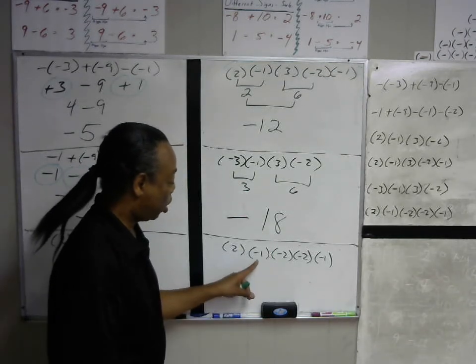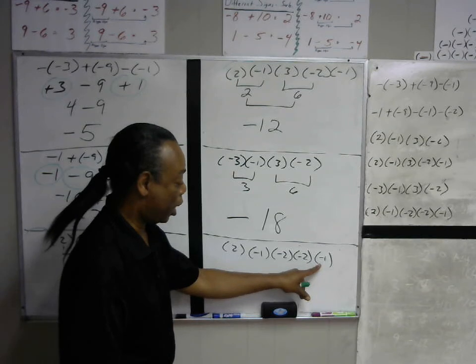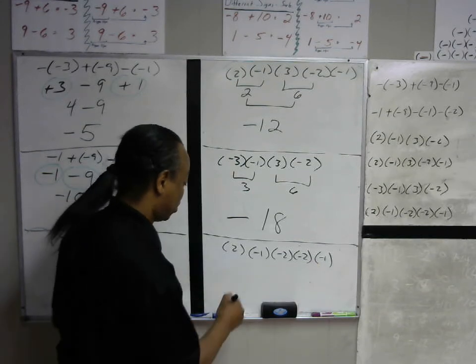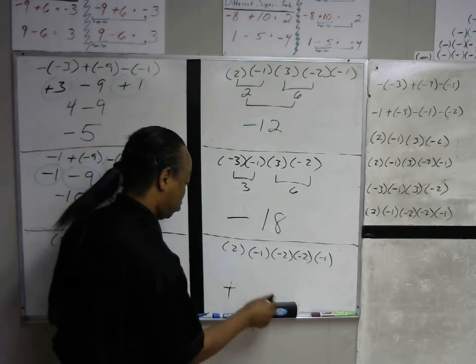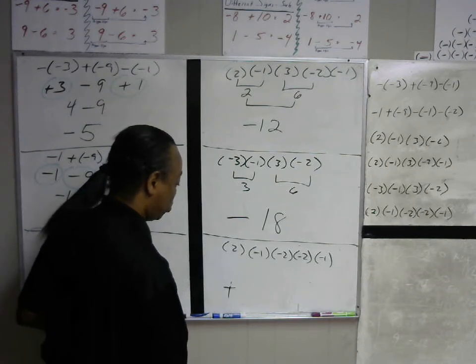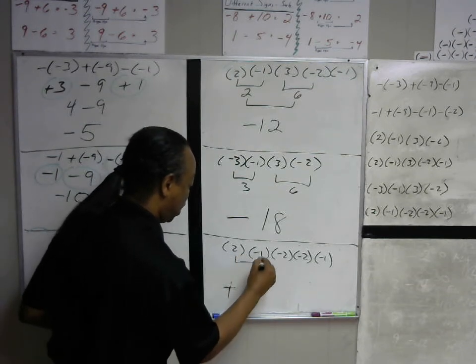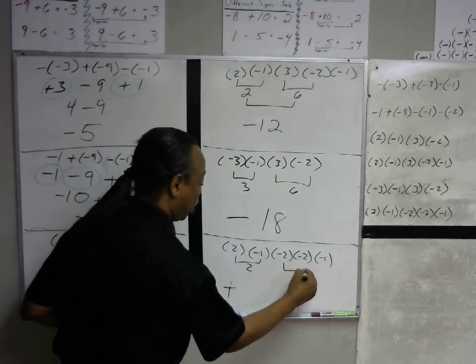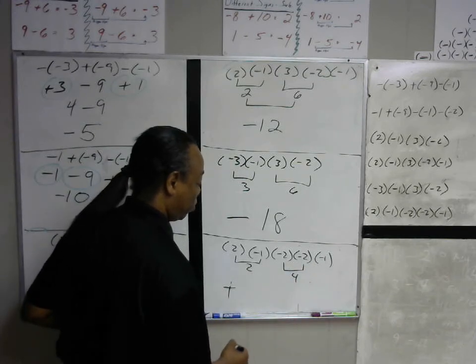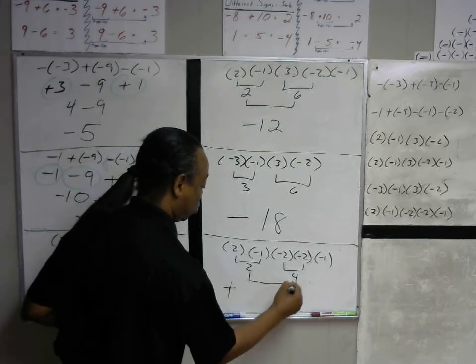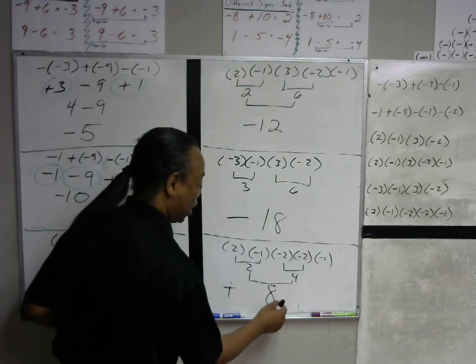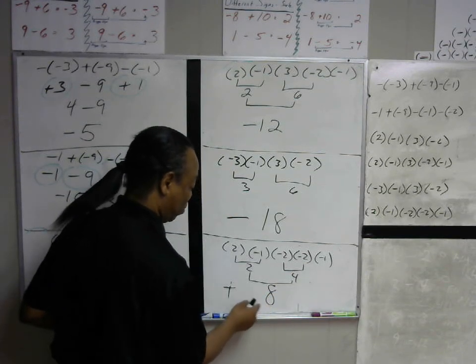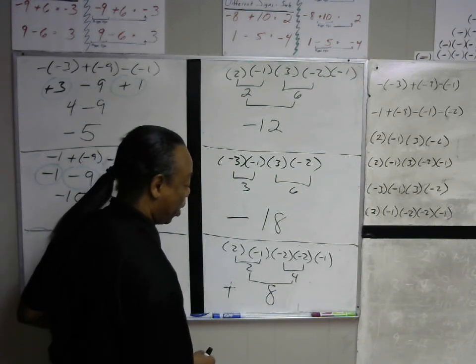Next we have 1, 2, 3, 4 negatives. So this will be positive. So let's multiply our numbers. 2 times 1, that gives us 2. 2 times 2, that gives us 4. 4 times 2 gives us 8. And 8 times 1 gives us 8. So the final answer will be positive 8.